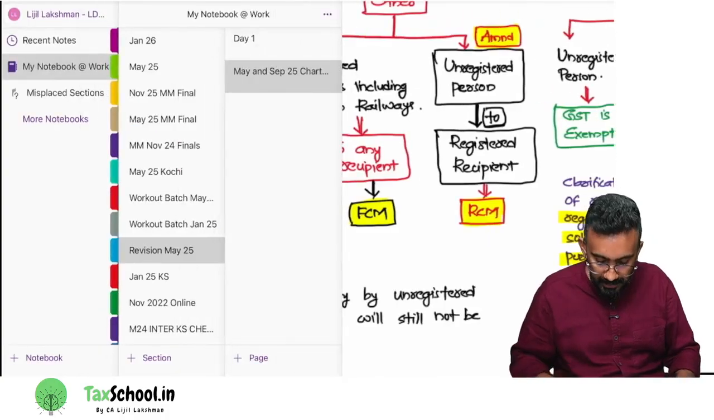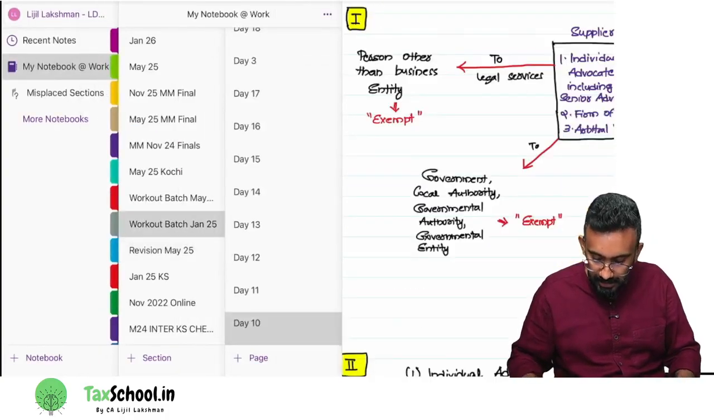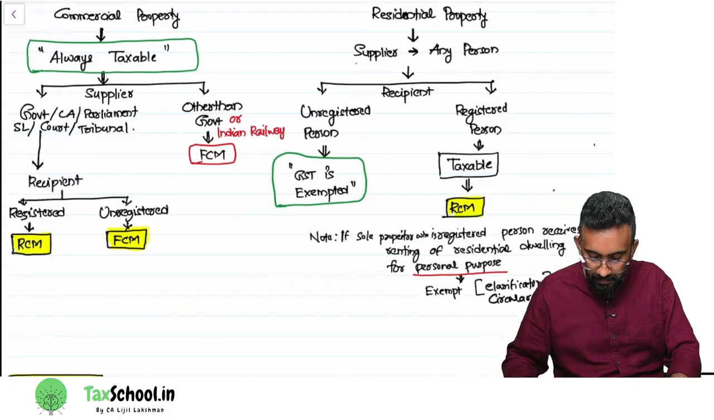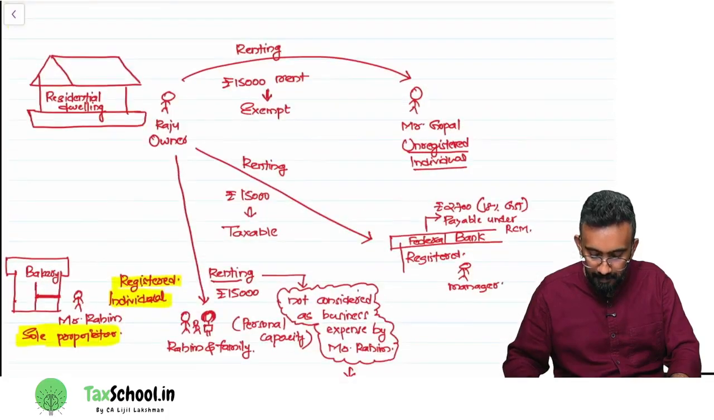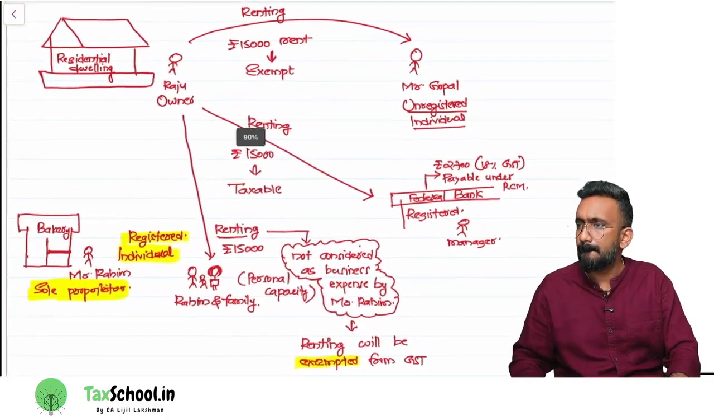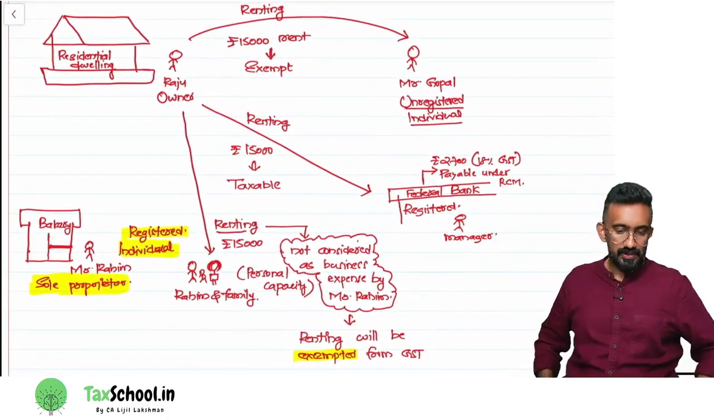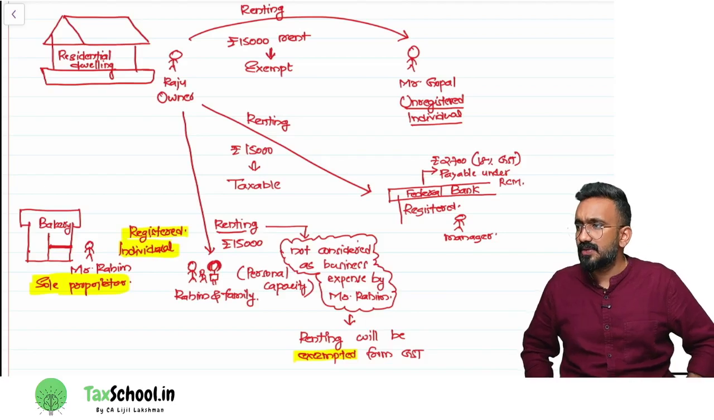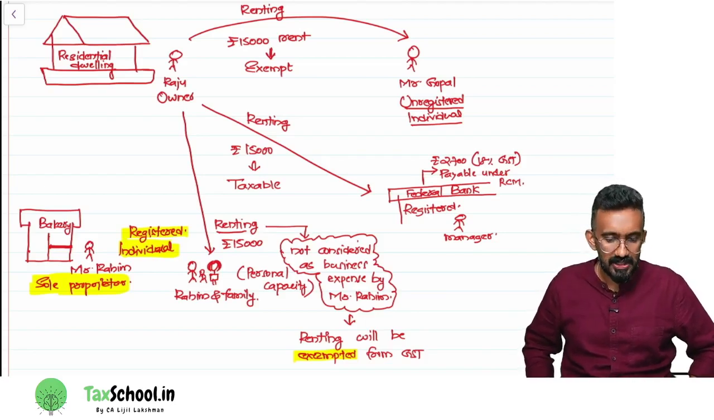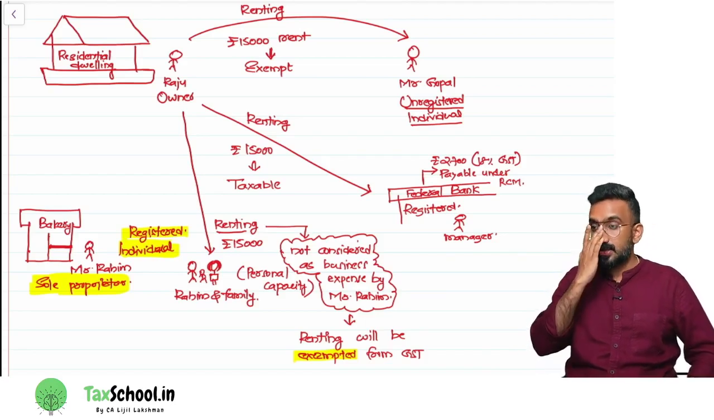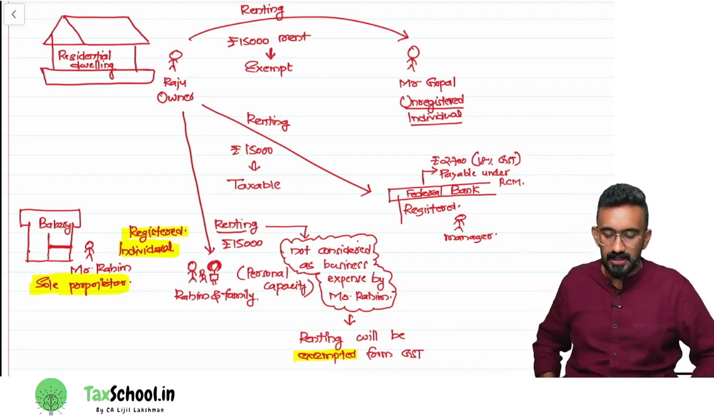What is the meaning of it? I'll give you a quick example to understand that. Look at this. Say there is a house. Raju is the owner. Raju has given the house to Mr. Gopal. He does not have a GST number. So how do you answer this kind of question with our chart? First, we will ask, is it a residential property or commercial property? What property is it? Residential property.